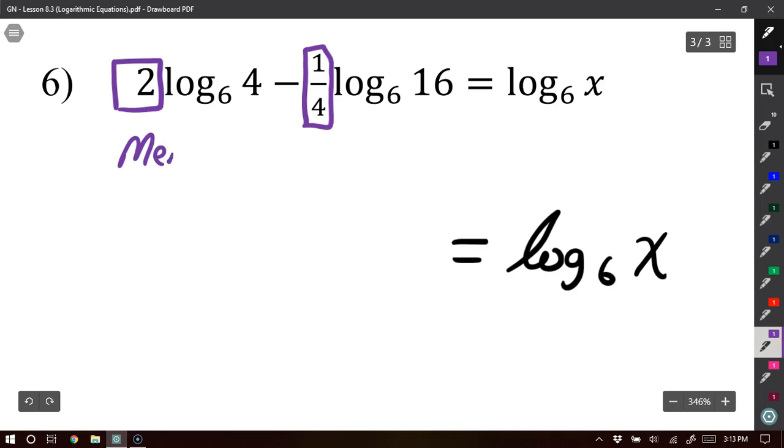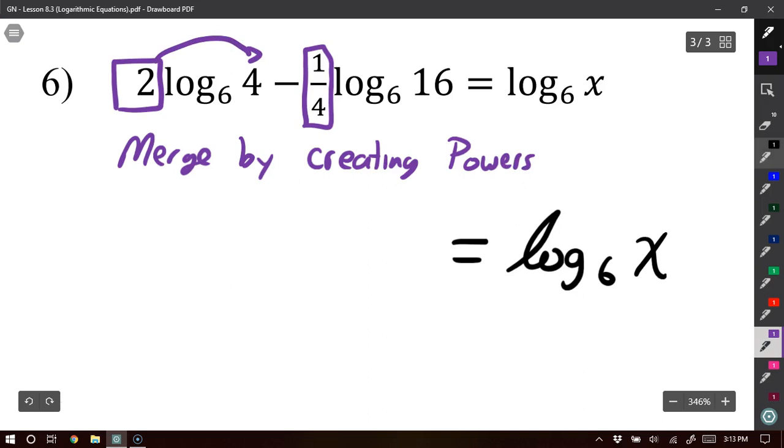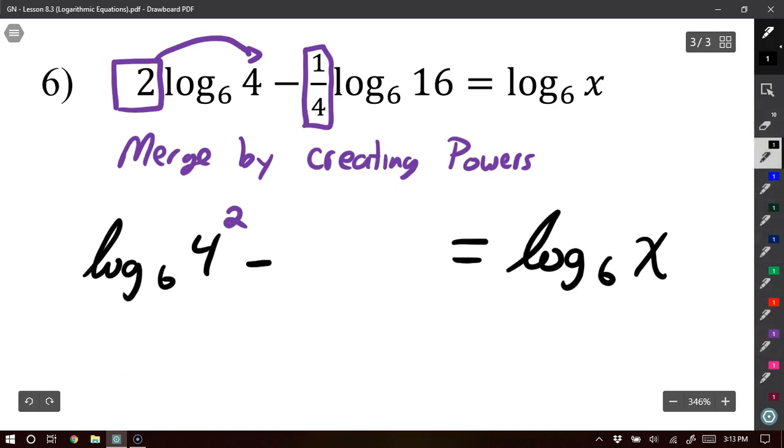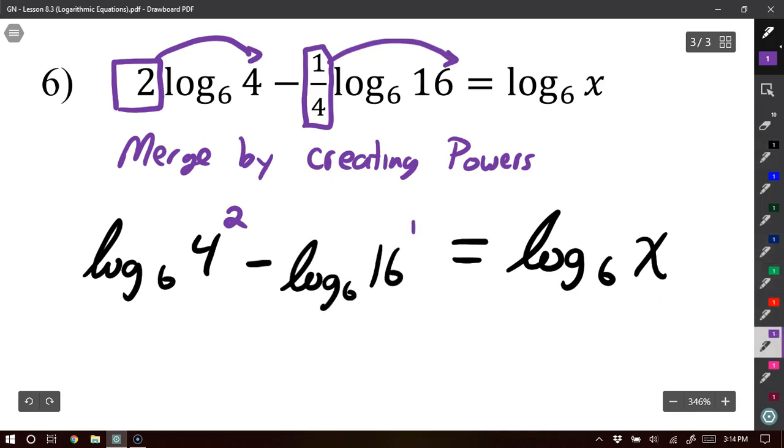But those coefficients don't mean anything because I can merge by creating powers with those coefficients. By creating exponents, this 2 up here. And so really it would say log base 6 of 4, but now it's going to be 4 squared. Minus, let's make sure we're doing the color coding. So we got boom, minus that 1/4 is going to come up with the exponent to that 16. So minus log base 6 of 16 to the 1/4.